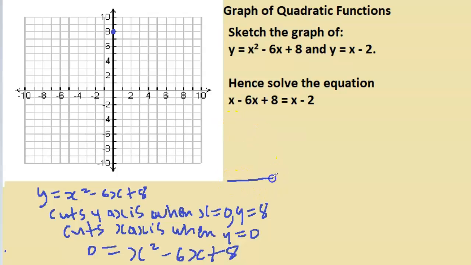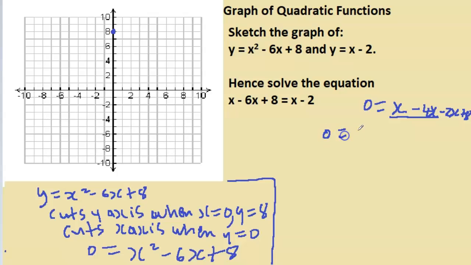And this, I'll just use factorization to solve this quadratic. So we can rewrite the middle term, minus 6x. Think of two numbers that add to give minus 6, and multiply to give positive 8. And two such numbers will be minus 4, minus 2. So minus 4x minus 2x, rewriting the minus 6x, and positive 8. So we factor by grouping.